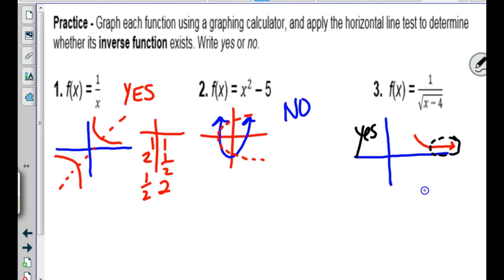Anybody know what it would look like if I reflected across this line? Is it going to maybe do that? Does that look right, guys? Does that look like it's symmetric across that line now? And that would pass the vertical line test, so I'm going with yes. All right.